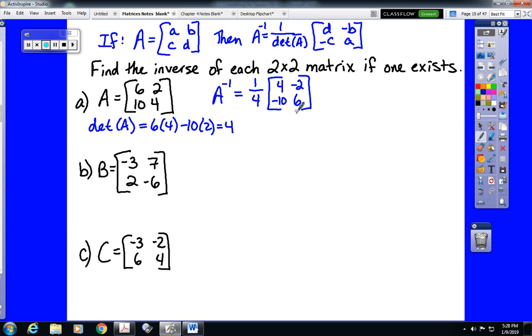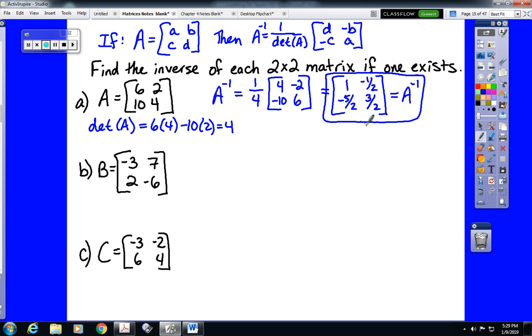So -2, -10. Then we have to carry out this scalar multiplication and multiply each number in the matrix by 1/4. So that would be 1, -1/2, -5/2, and 3/2. Each of those numbers is a result of doing 1/4 times that element and then reducing the fraction. That is the inverse of A. Notice the inverse is the same shape as the original matrix.